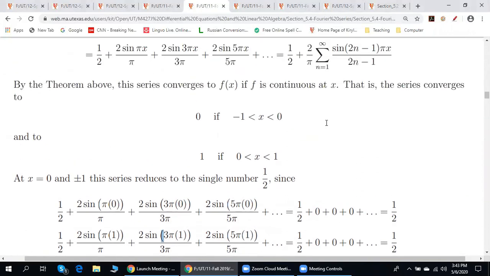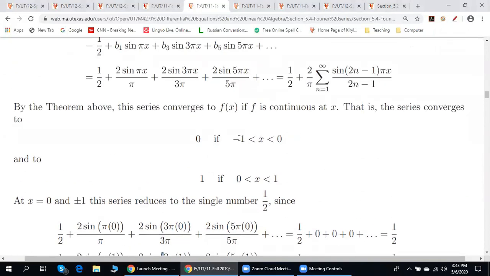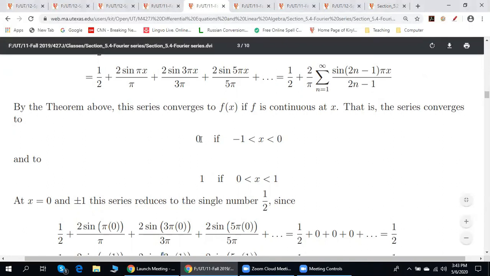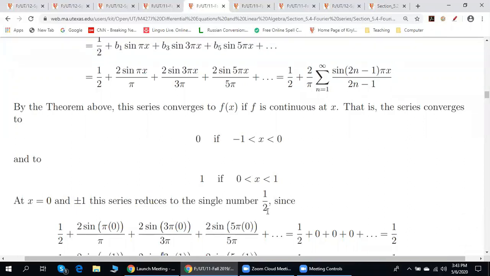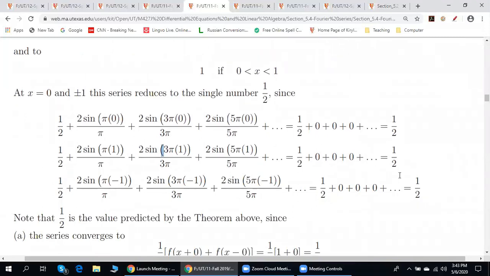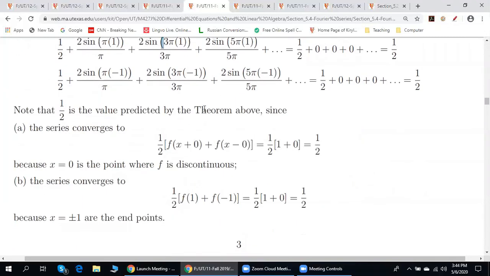Conclusion: if x is between -1 and 0, our series converges to 0. If x is between 0 and 1, our series converges to 1. However, if x is either 0 or ±1, our series converges to 1/2. Of course, we can come up with these results applying the theorem.